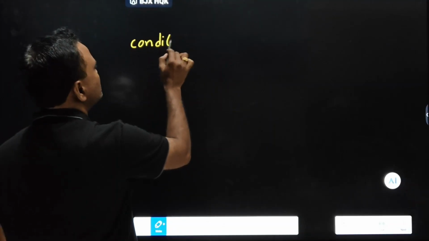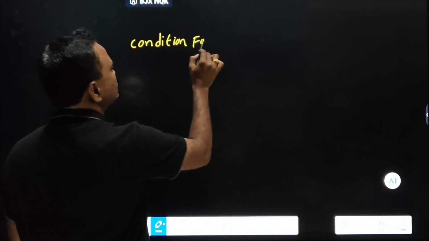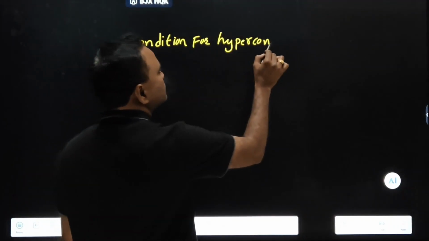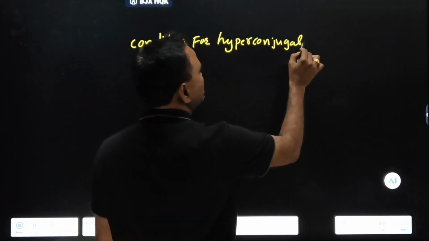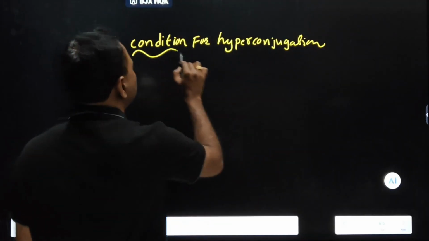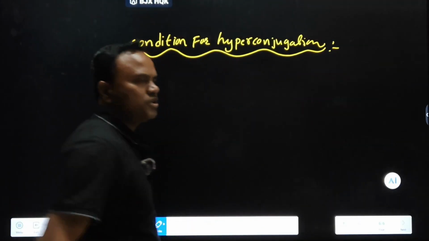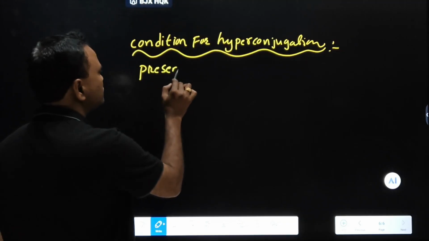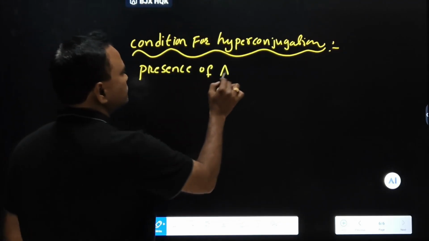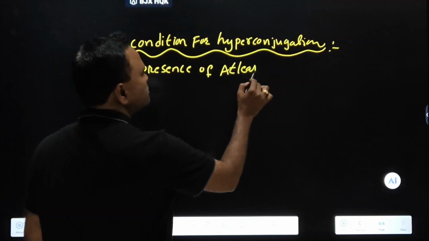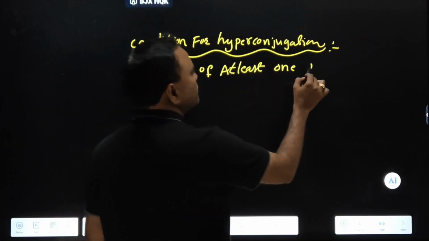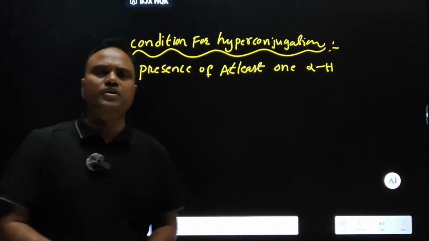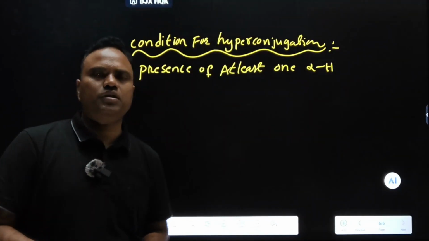Condition for hyperconjugation: presence of at least one alpha hydrogen. Presence of at least one alpha hydrogen is the condition for hyperconjugation. Clear?